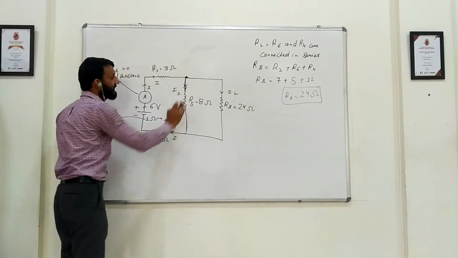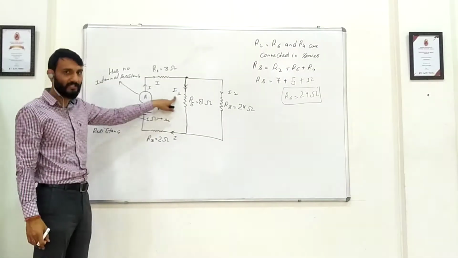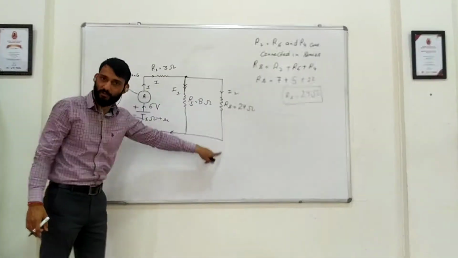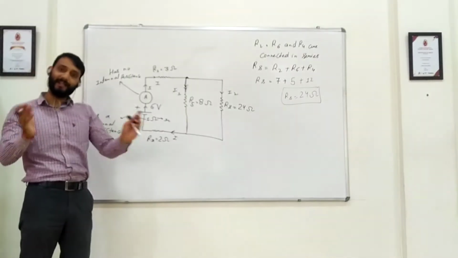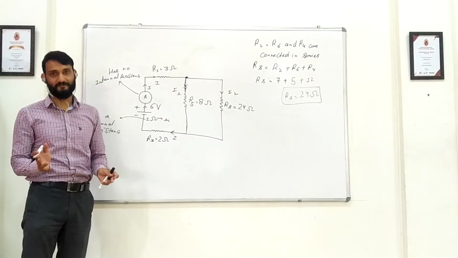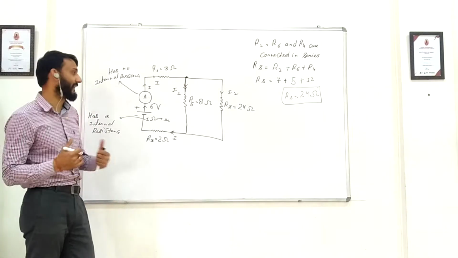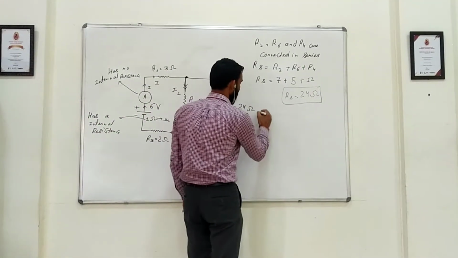Now as you can see, with R5 the current I1 is passing, with RS the current I2 is passing. So is the current the same through these resistors or is it different? The current is different. So how are they connected? They are connected in parallel.